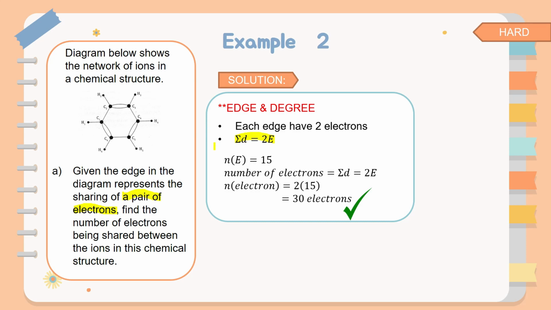For the calculation, we must calculate the number of H first. I already calculated the number of H for this chemical structure, which is 15 H. Each H has 2 electrons, so we multiply by 2. The number of electrons equals the sum of degree, which is 2 times the number of H, so 2 times 15. There are 30 electrons being shared between the ions in this chemical structure. This is how we solve question A. Do you understand? Yes.